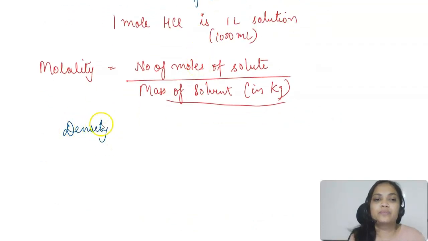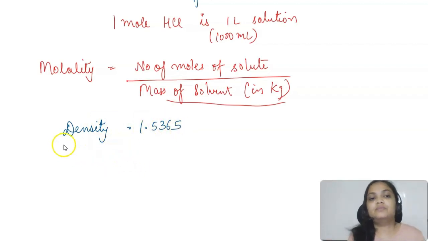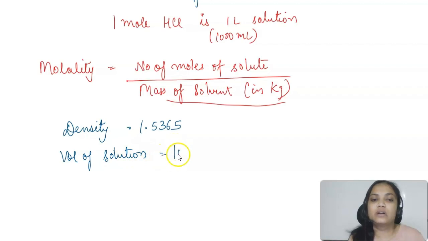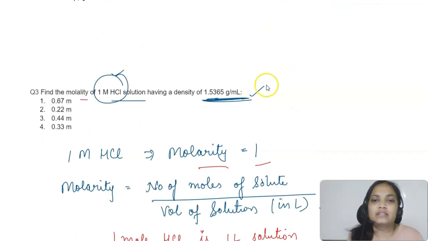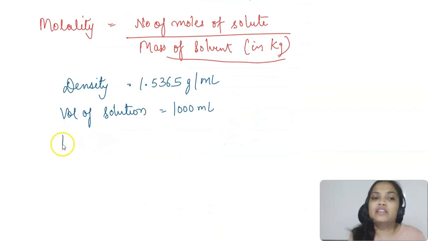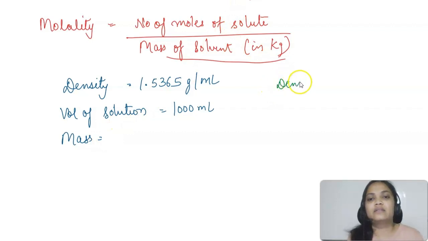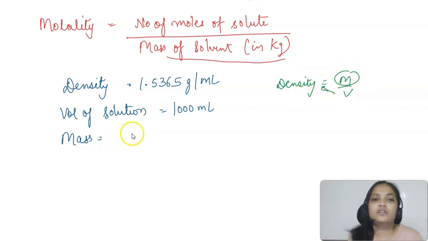The volume of solution is 1 liter, which is 1000 milliliter, and the density is obviously in gram per milliliter. From here, can you find the mass? You know that density is equal to mass upon volume, so mass will be density into volume. So 1000 into 1.5365.